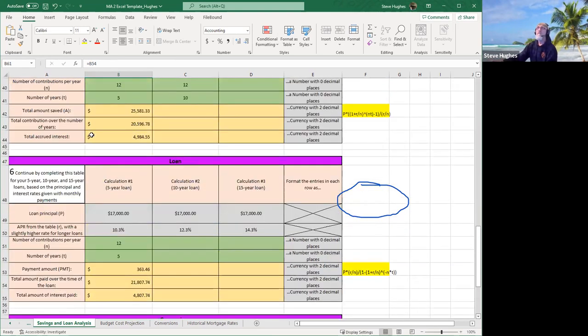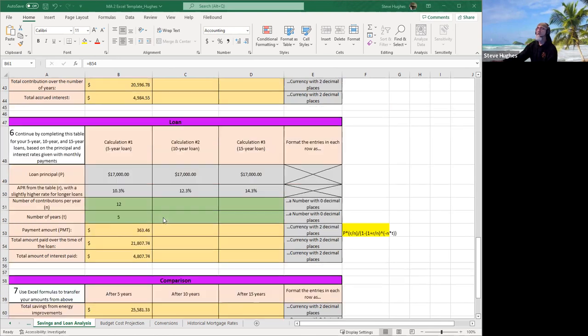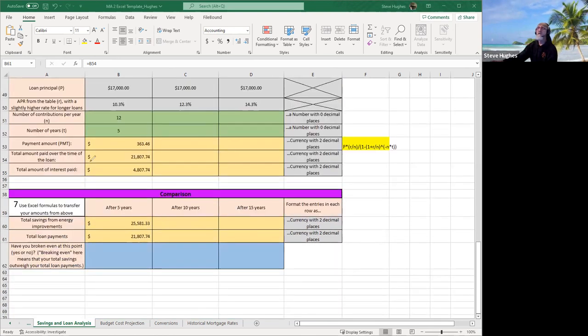So the total amount that I've saved, you guys can see it right here. Total amount saved, B42, 25,000 something. All right, and the next one was the total amount paid right there, and that is row 54. All right, and the question is, did I save more than I paid? And the answer is yes, I did in this case. So yes, have you broken even? Yes, I have. Good job. Moving on.